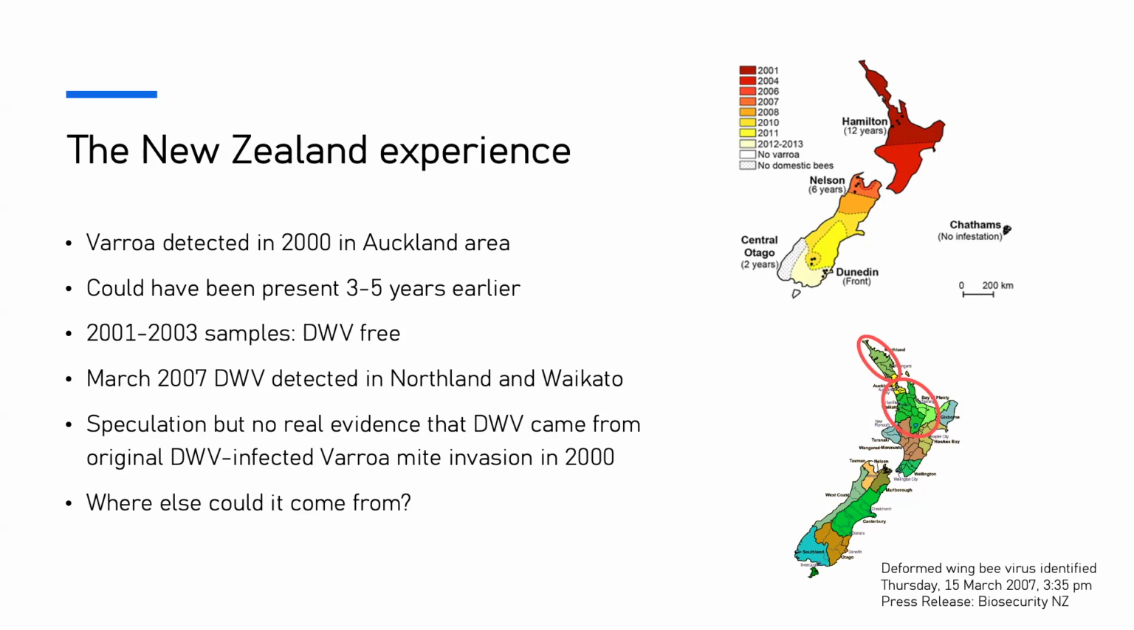We can actually expect something very similar in Australia, pretty much what we have seen in the last couple of years, a gradual spread of the Varroa mite.